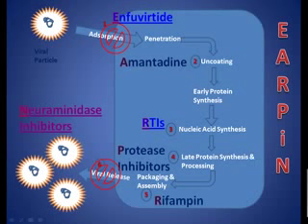One, you can see this mnemonic on the side, EARPIN. This is also in accordance with the order of the drugs. E is for enfuvirtide, A for amantadine, R is for RTIs and rifampin both, P is for protease inhibitors, and N is for neuraminidase inhibitors. So this is EARPIN.